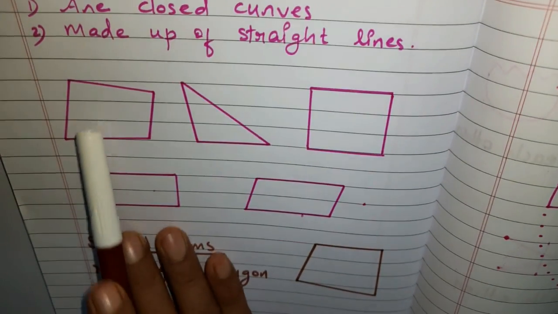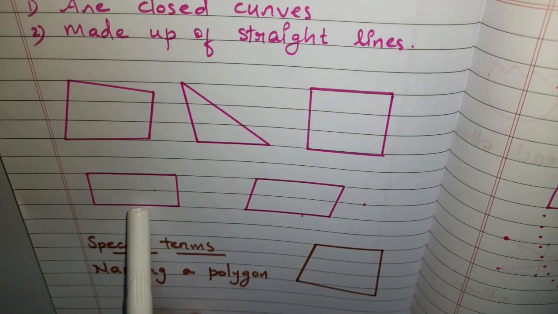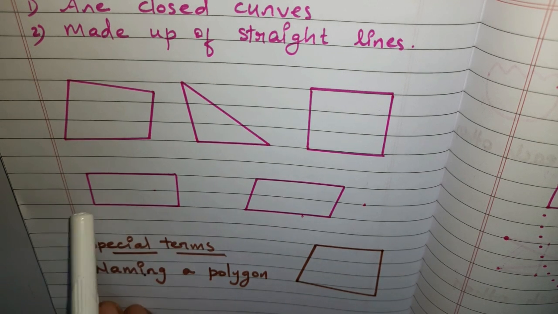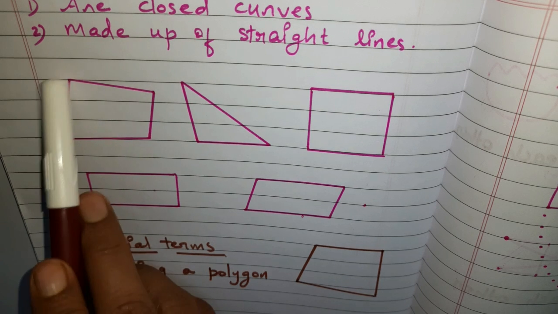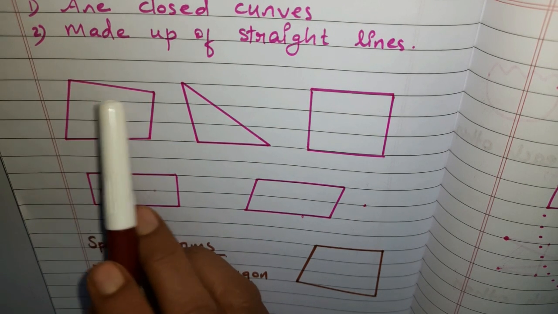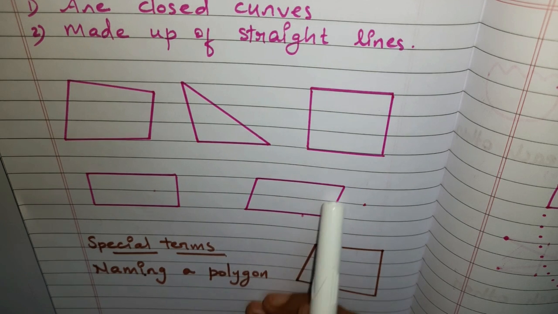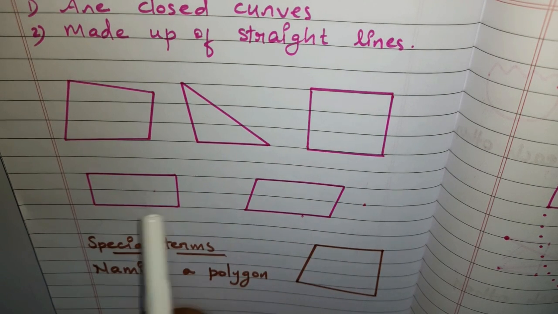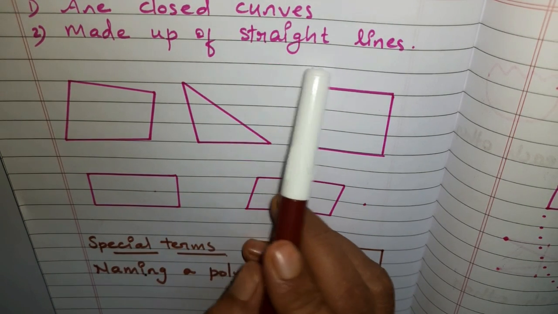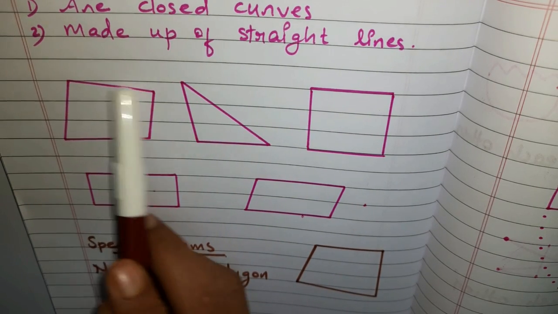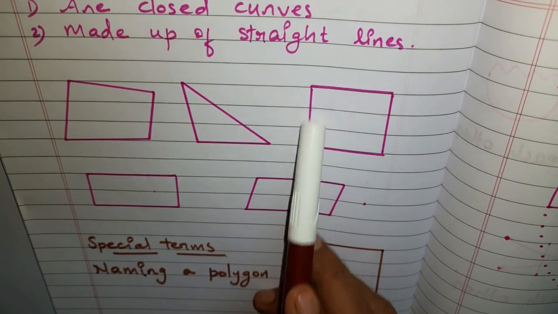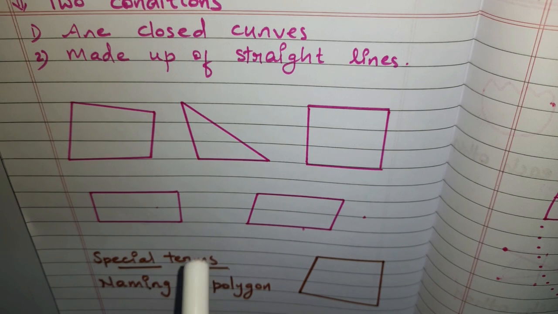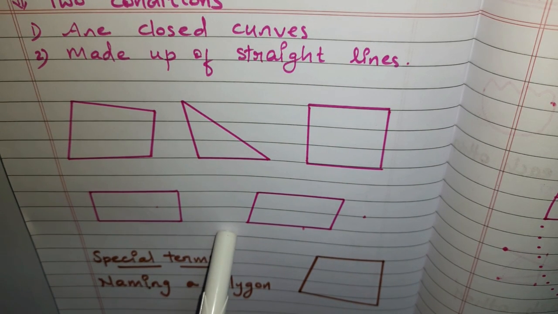Here you can see in these figures, all the figures are closed. They have no end points. You can see that there is no clear end point, and you don't find any side open. They are all closed from each side. Then the second condition is also satisfied here. And what is the second condition? That they are made up of straight lines. It is very clear that these are made up of straight lines. So the two conditions are satisfied over here. That is why these types of figures are known as polygons.